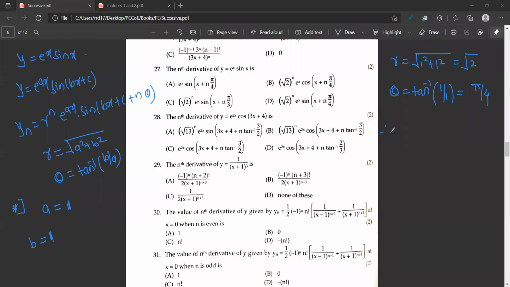So the final answer I'm going to write is yn is equal to root 2 raised to n into e^x into sin(x + n pi by 4). So which option is correct? Option D is correct. Got it? So in the same way, you can solve the 20th one. You may take the screenshot if you want.